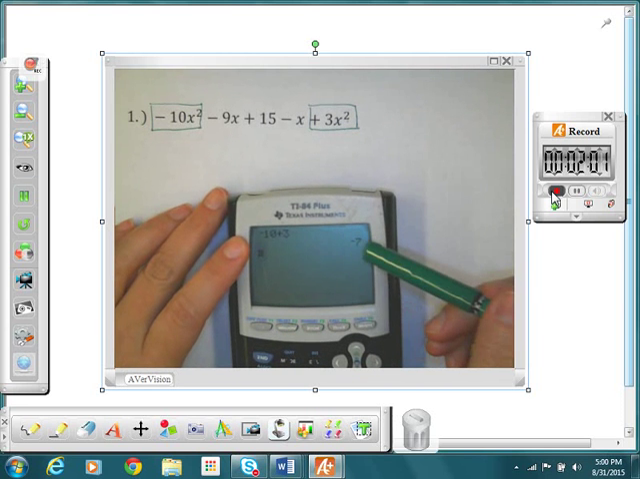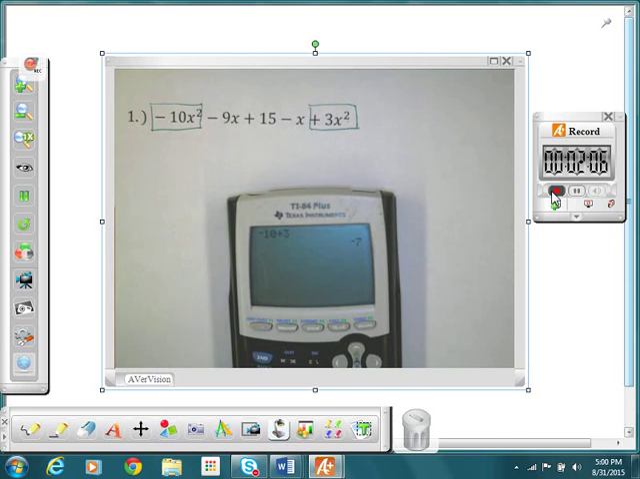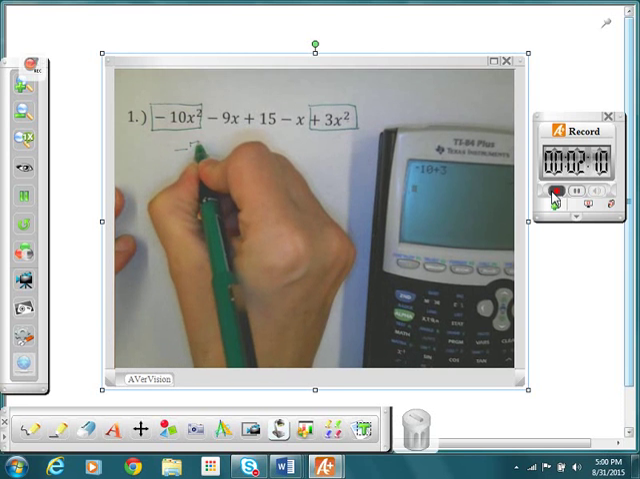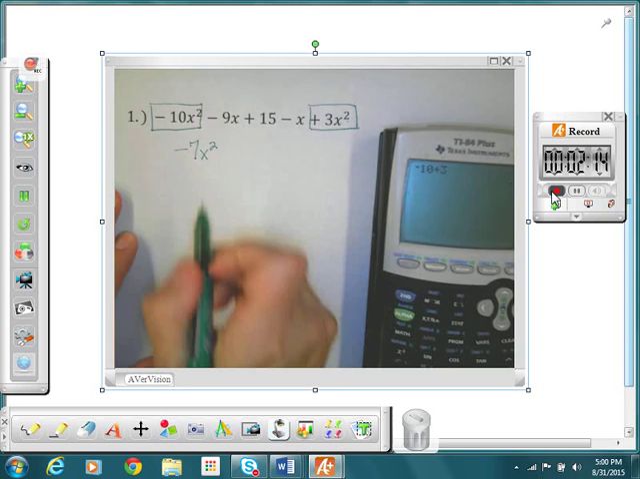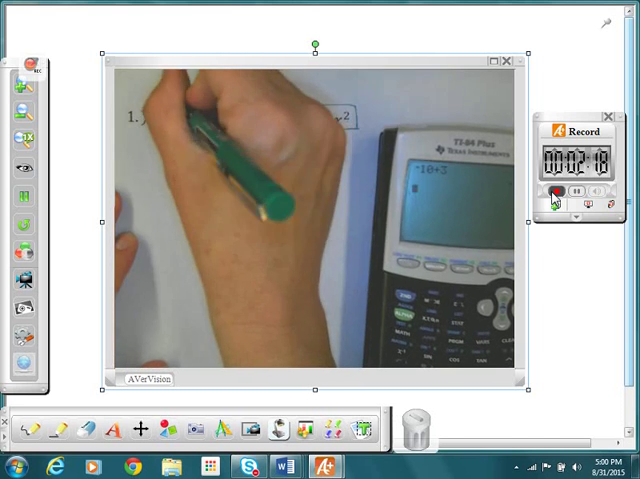The calculator tells us what sign to put down with our problem. So what we have is negative 7 and bring down our x squared. So when you combine these two matches, you get negative 7x squared. We're going to mark these out. We're finished with those.